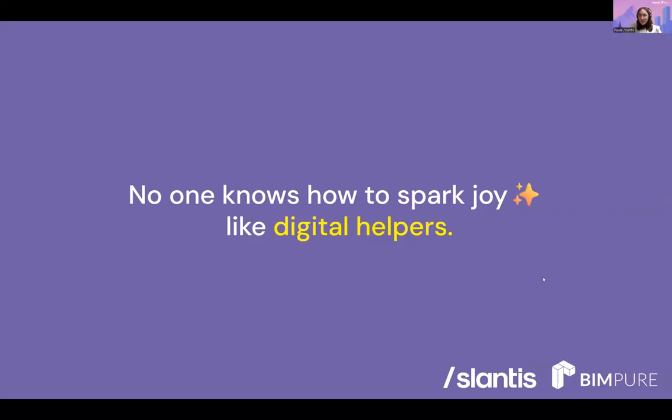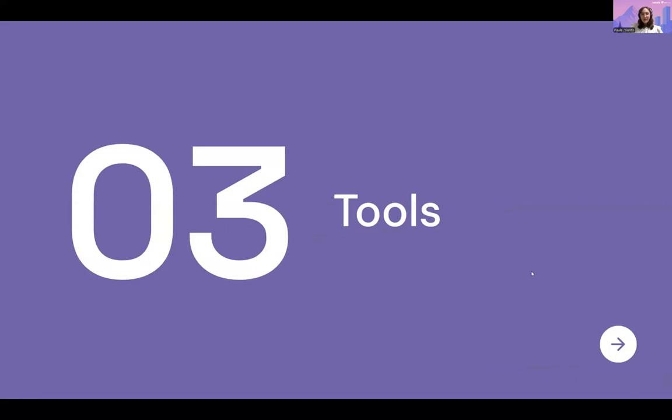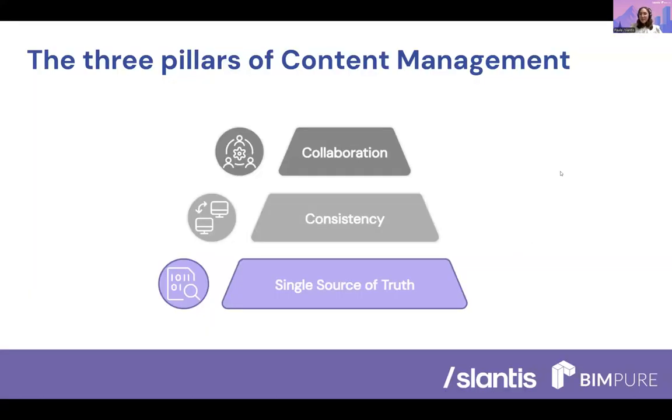Awesome. So let's go on. We are talking about digital helpers, so we are going to talk about tools. I think these are the three most important pillars of content management. We already talked about collaboration throughout this talk. We also talked about consistency and standards, going from the same base. And now we are going to focus on the single source of truth part. The single source of truth will be a library. The library can be a lot of things.